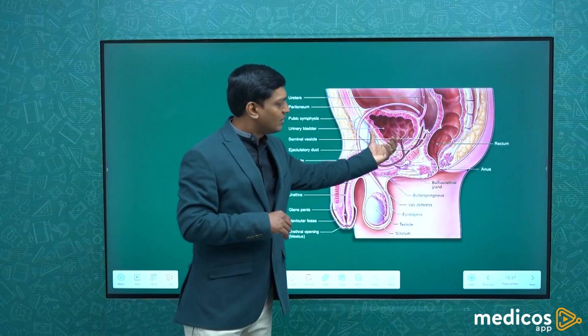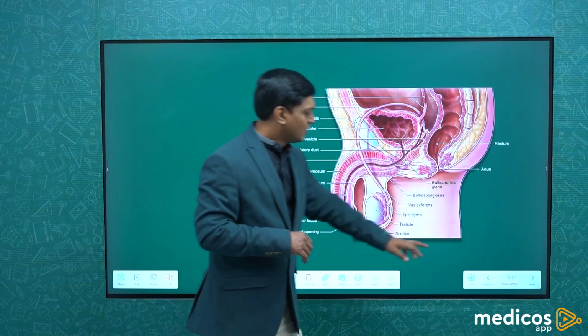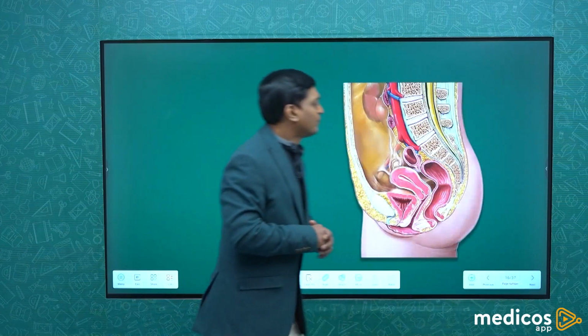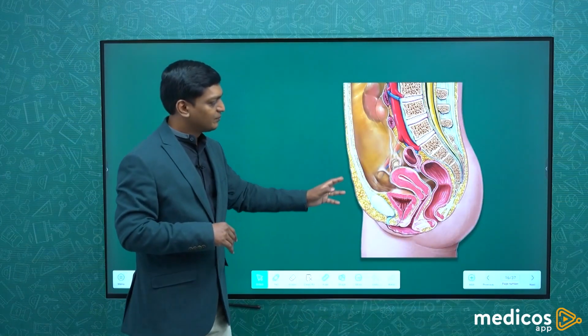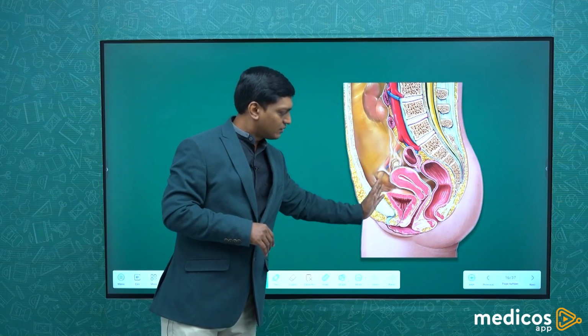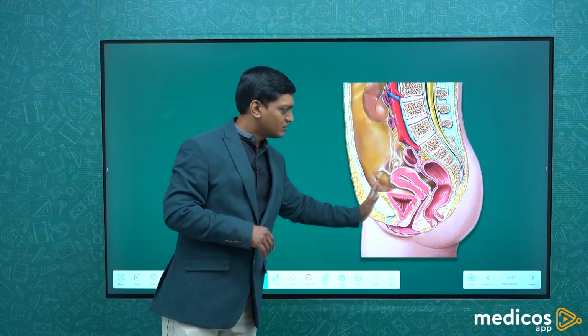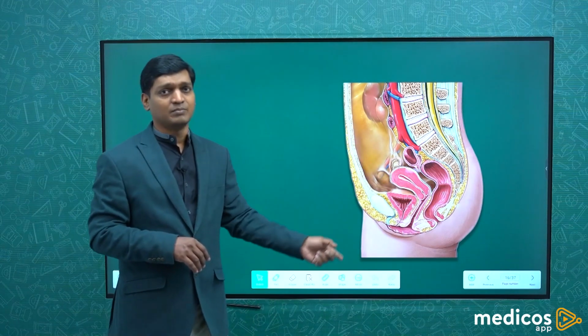And then the urinary bladder, it's a part of the pelvic organs. Then rectum and anal canal are also there. In the female cut section, you can see the uterus, vagina, and in front the urinary bladder, behind again the rectum and anal canal. So these are the structures present in the female pelvis.